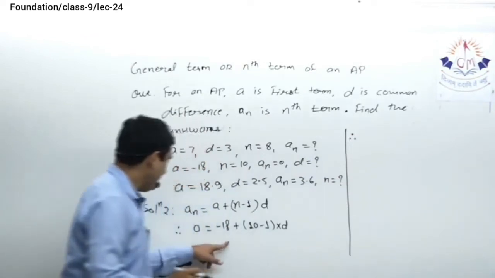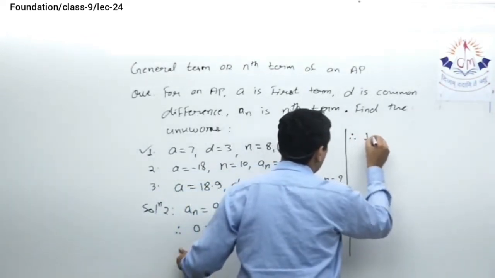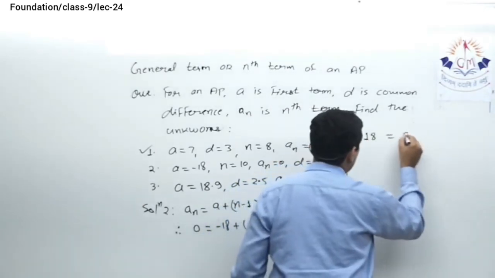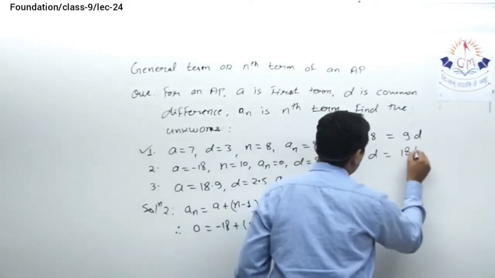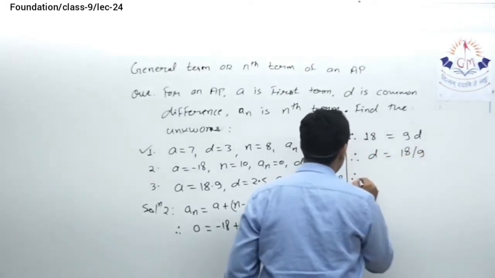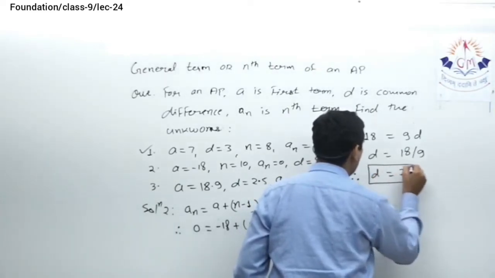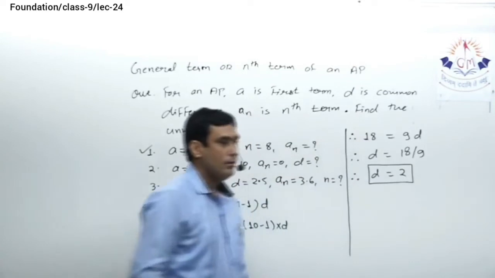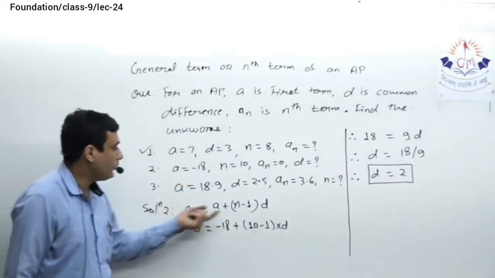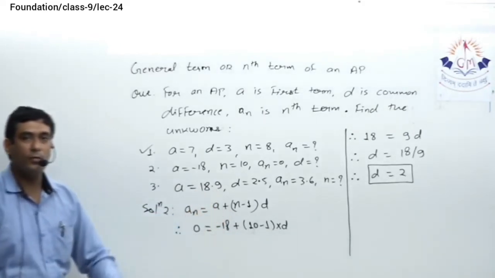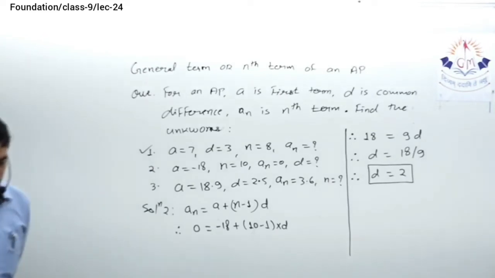See here, minus 18 I can take on the left hand side. So this will become 18 is equal to 9d. Therefore d is equal to 18 by 9. Therefore d is equal to 2. So this is the value of d. It's easy. Simply you have to remember the formula. You have to keep the values of knowns to get the value of unknown. So please note it down, then we'll see the third one.